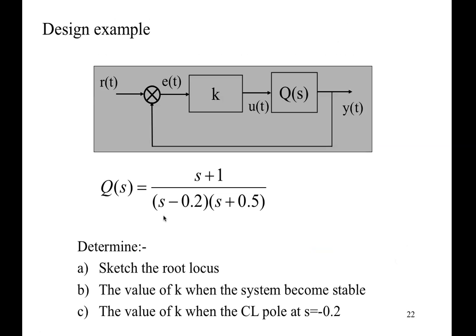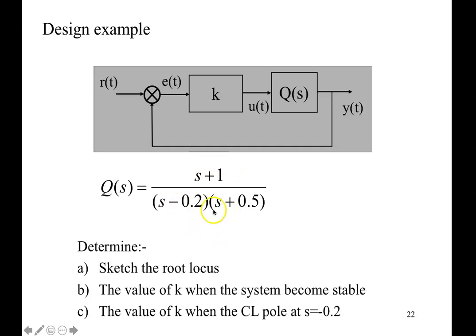I have a closed loop system, open loop system like that, where the transfer function is (s plus 1) over (s minus 0.2)(s plus 0.5). I want to draw the sketch. So sketch the RootLocus diagram, and I also want to find the k value when the system becomes stable, and I want to find the k value when the closed loop pole is moved to minus 0.2 point.